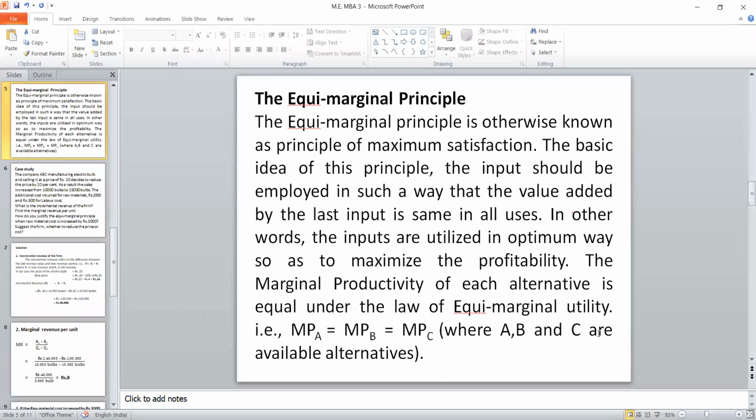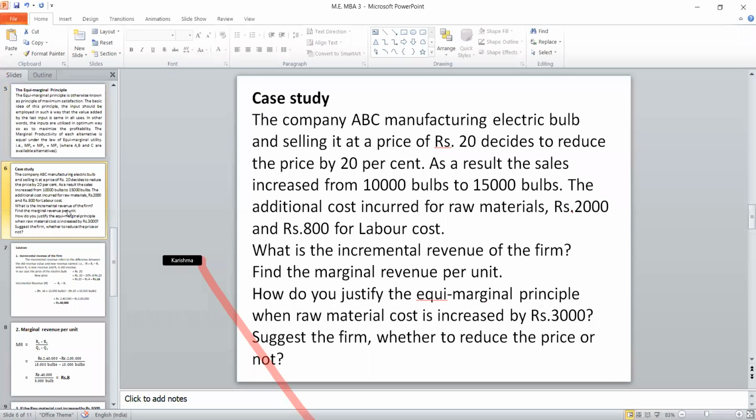So managerial economics assumes that there will be an equi-marginal utility for the factors of production. That is why they have given MPA equal to MPB equal to MPC, where A, B, C are the available alternatives. Whether it is true, 100% true? Why? Because we will see one particular case study. This particular case study was asked last year. Okay. Now, first we will go through the case study, then I will give the solution for it.